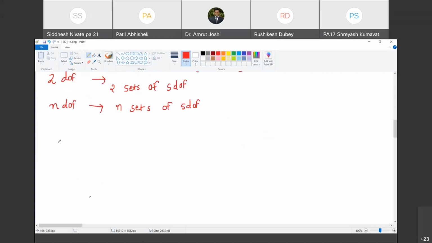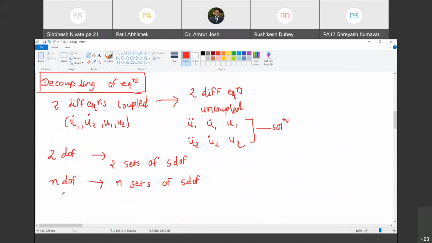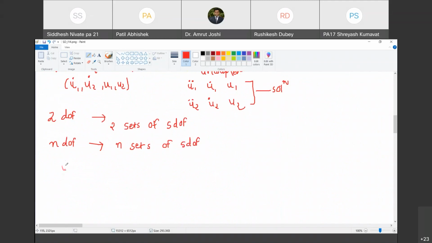Now, I'm going to do a mathematical trick which will decouple these equations of motion. And what is the trick? I'm going to say that let me call this matrix U, which has size 2 cross 1. Do you agree with me? इसके elements कौन से हैं? u1 of t and u2 of t. Are you with me? Yes, sir. These are the elements of this U matrix.